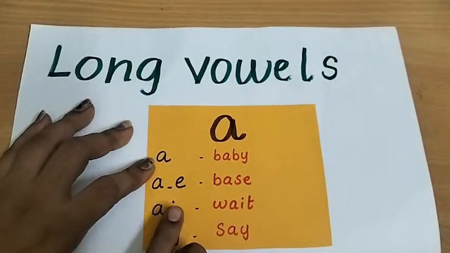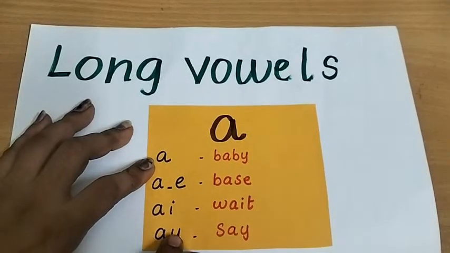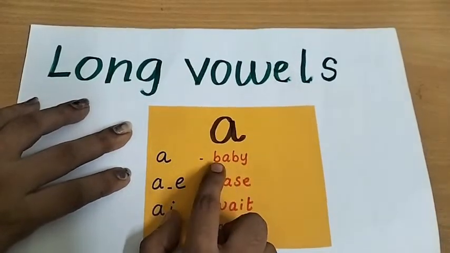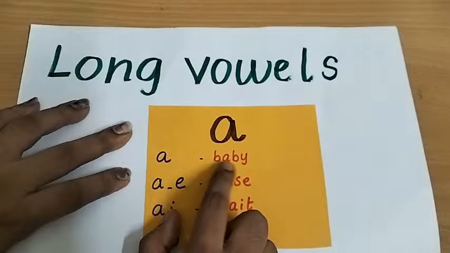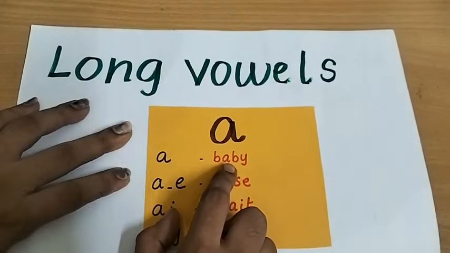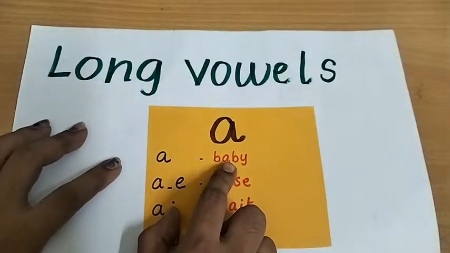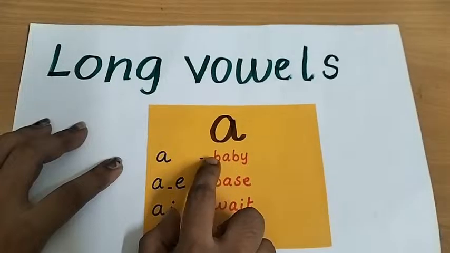E, A, I, and A, Y. Okay. So in first A, baby, B, baby. Okay, here we are not pronouncing it as a. The sound of a is a, but we are not pronouncing it here as a. We are saying the actual sound of the letter, that is a, baby.